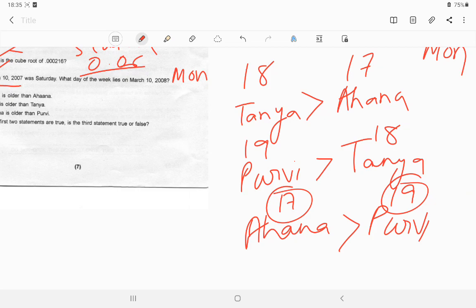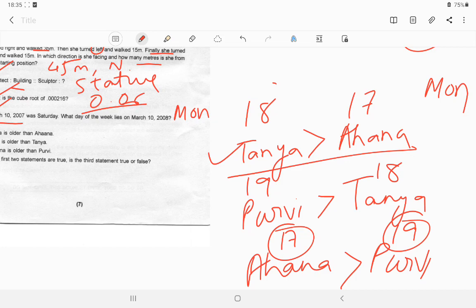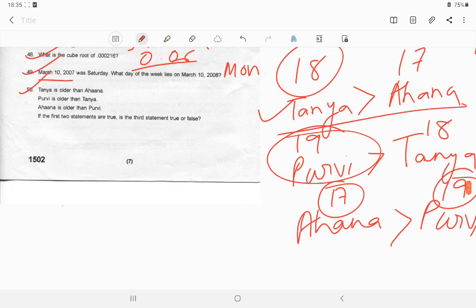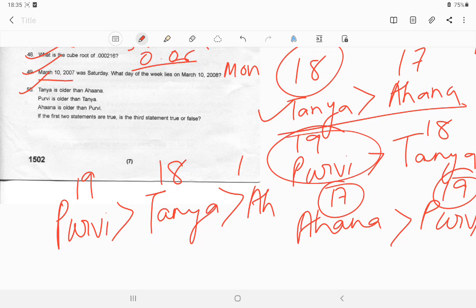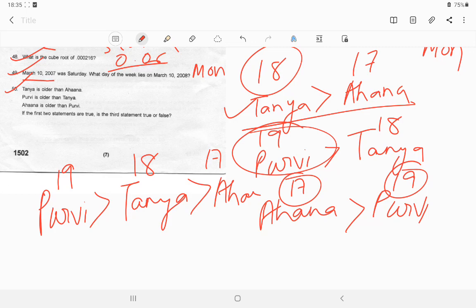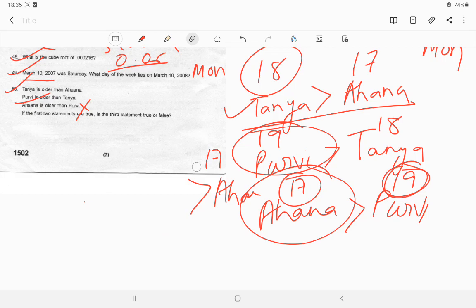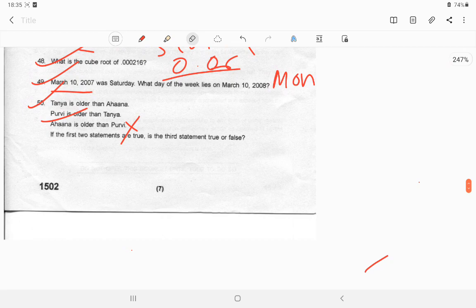Since the first statement says Tanya is older than Ahana, Tanya is 18 and Purvi is older than Tanya, so Purvi is 19. In order, Purvi is 19, then Tanya is 18, then Ahana is 17. So the third statement is completely wrong. We cannot justify this. So if the first two statements are true, the third statement is false.